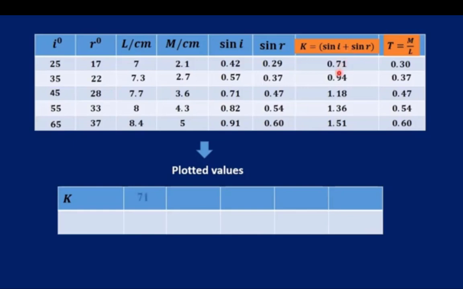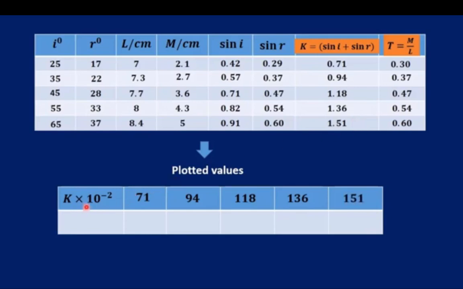So we are going to have 71 times 10 raised to the power minus 2 because we shifted the point twice. Similarly for 0.94, 1, 2, we shifted it twice, which is 94. Then 1.18, 1, 2, so we have 118. Then we have 136 and 151. So we've achieved the values for k.